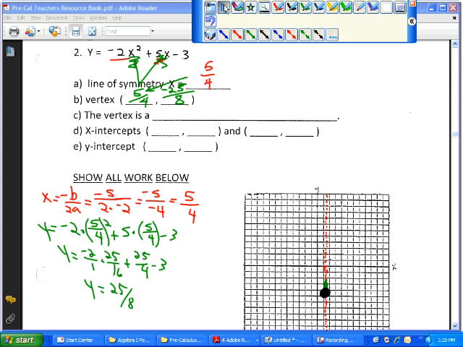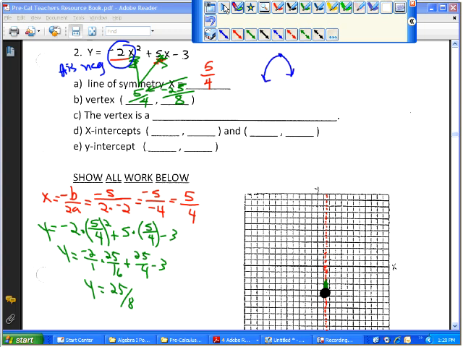So, is the vertex a maximum or minimum? A is negative, therefore it opens down, therefore the vertex is a maximum. You understand that? To find the x-intercepts, we let y be 0.